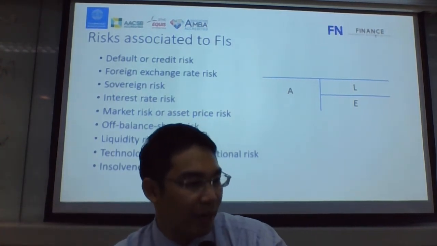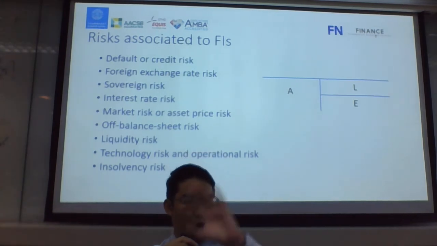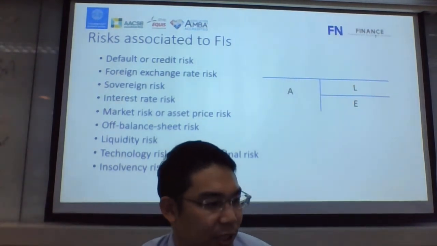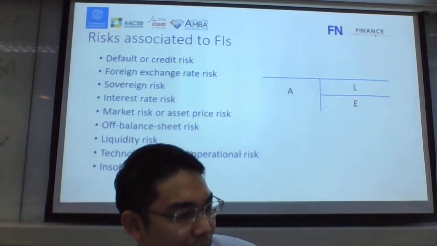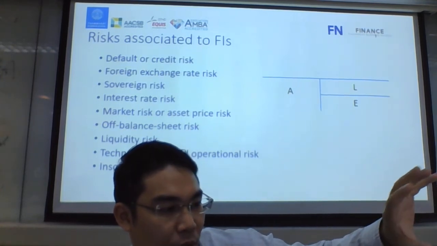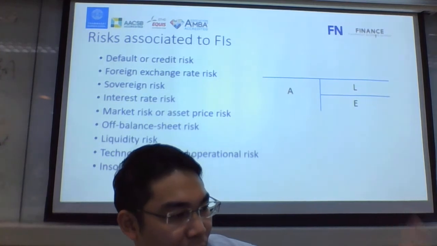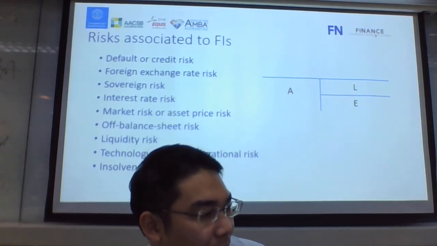Next one, market risk or asset price risk. This one is the risk to the whole market, okay, or balance sheet risk. This one is the risk that we can use derivatives to diversify. We can use the derivative to hedge the risk that we call off balance sheet.